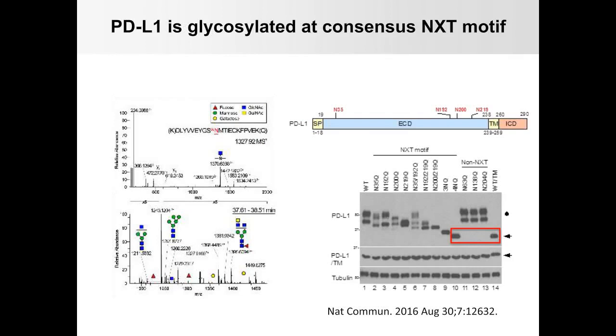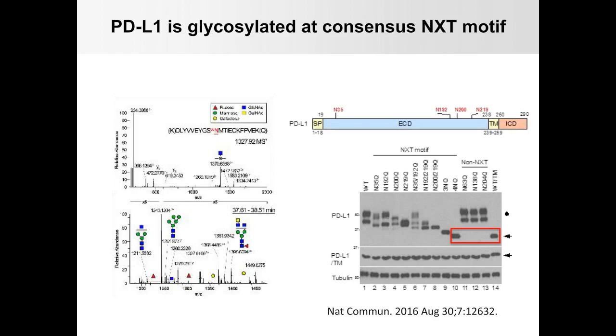Next, we would like to know where this glycosylation happens. We checked the mouse PD-L1 and human PD-L1 sequences. We found there are four N-X-T motifs consistently found in the extracellular domain of PD-L1. They are N35, N192, N200, and N219.